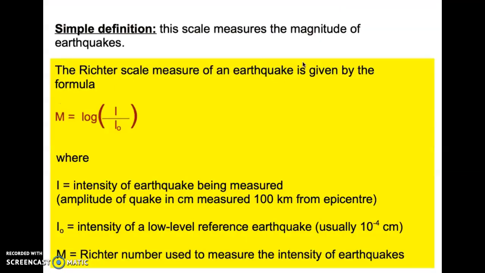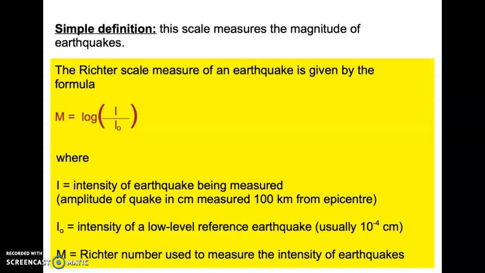So the Richter scale measure of an earthquake is given by the formula M equals the log of I over I naught, where I is the intensity of the earthquake being measured, I naught is the intensity of a low-level reference earthquake, usually 10 to the negative 4, and M is the Richter number used to measure the intensity of earthquakes.